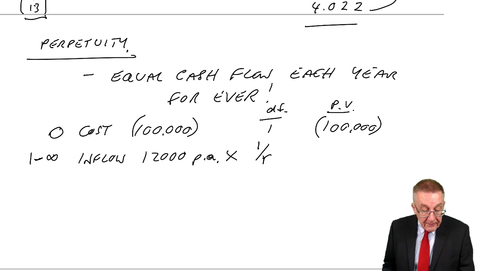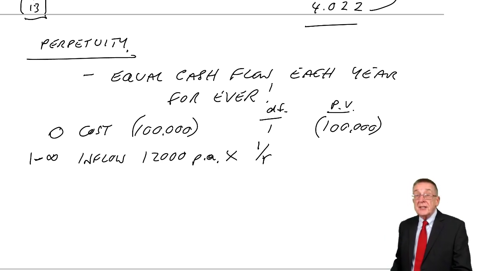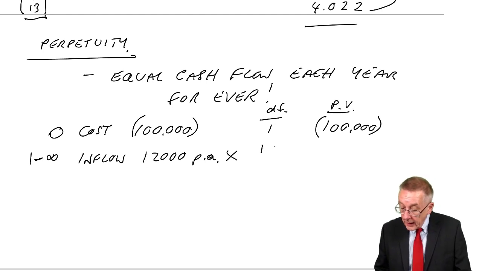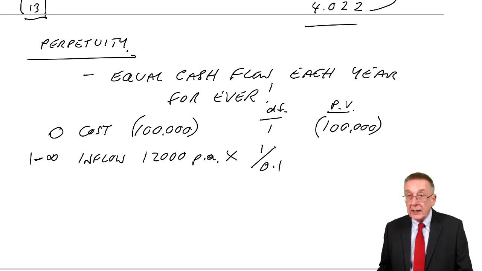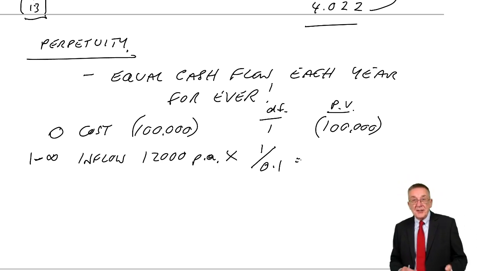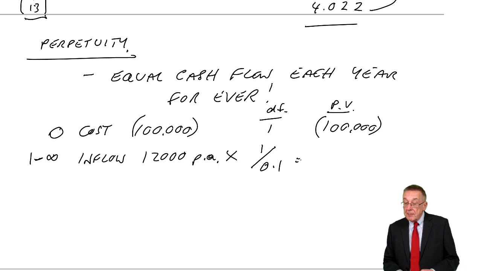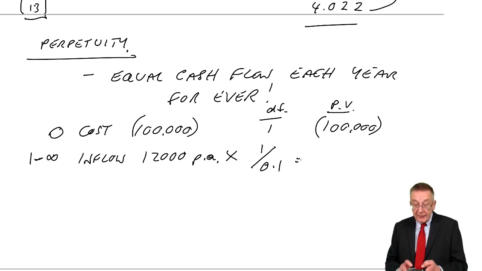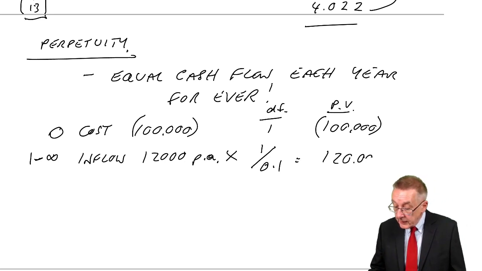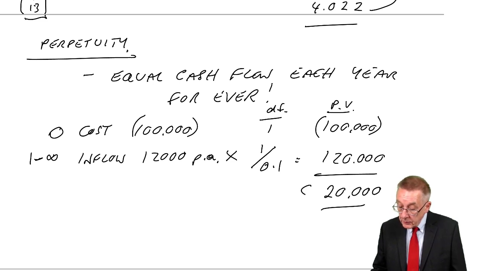And so here, what is it? The cost of capital is 10%. We multiply by 1 divided by 0.1. As always, we write it as multiply by the factor, but multiplying by 1 over 0.1 is the same as dividing by 0.1. The present value, 120,000. The net present value, 20,000. We'd accept it's positive.